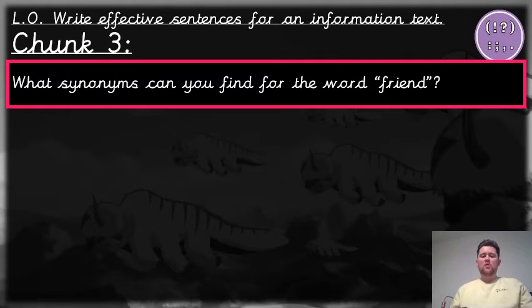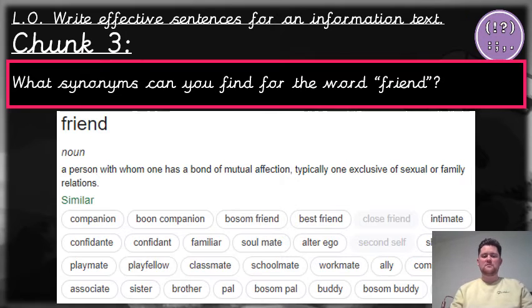Okay, next, we're going to find some synonyms for the word friend. Now, you might want to go on Google and look for an online thesaurus. You may want to find a thesaurus in your house. You may want to just think of some words you know for yourself. Some of the words I found are companion, confidant, soulmate, playfellow, buddy. Start writing some of those down, pause the video.